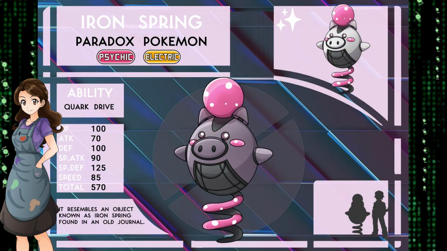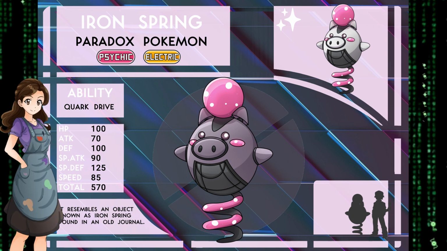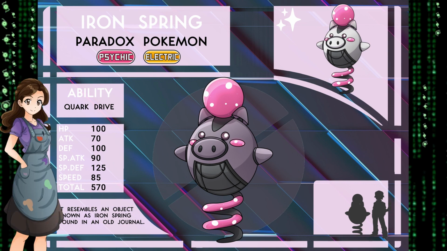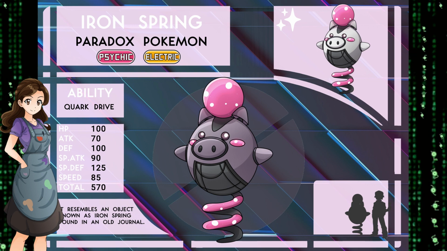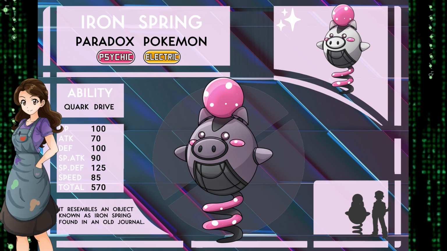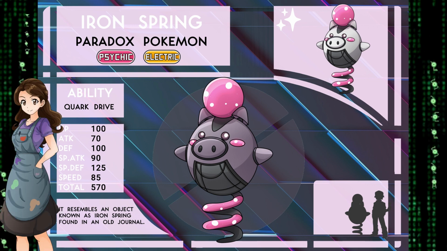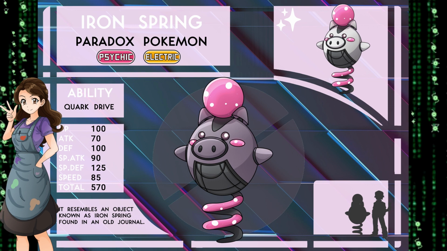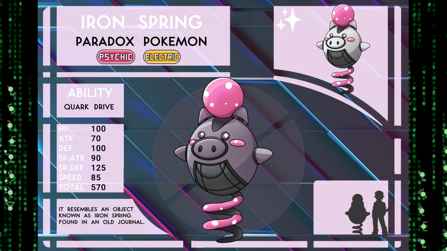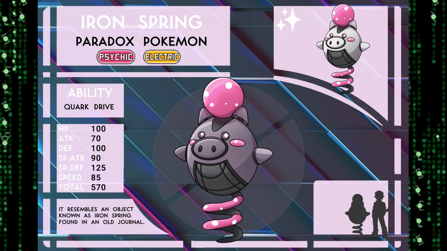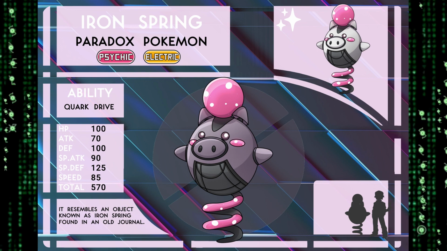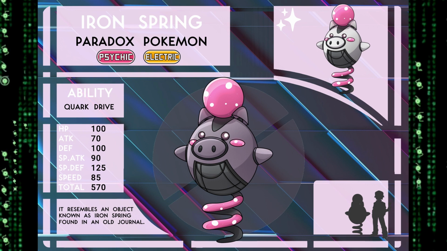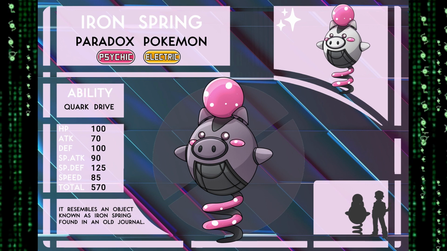This is Iron Spring. I personally love Spoink, and when thinking of future Paradox Pokemon, I really wanted to turn Spoink into a spring-loaded rechargeable battery. Since Spoink's dex entry tells us that it constantly bounces to stay alive, I knew it would be the perfect concept for a robot that bounces around on a spring to recharge a battery. Because of its spring-powered design, Iron Spring would have the potential to never run out of charge. So that being said, Iron Spring is now electric type.